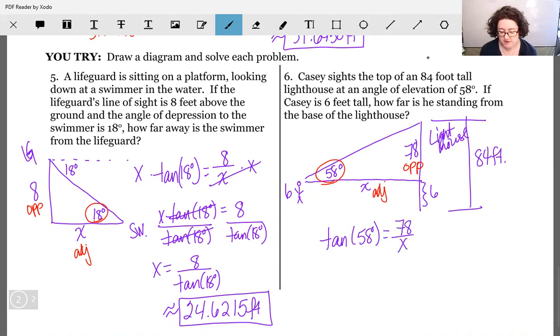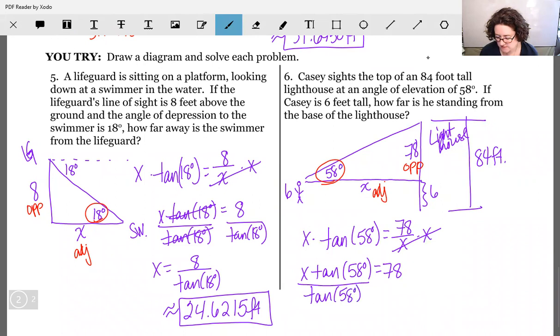It's another one where we have to clear our fraction. So multiply both sides by x. No more fraction. So tan 58 degrees times x equals 78. But x isn't by itself yet. So we need to divide both sides by tan 58 degrees. That cancels that out. And so now we are left with x equals 78 over tangent of 58 degrees.